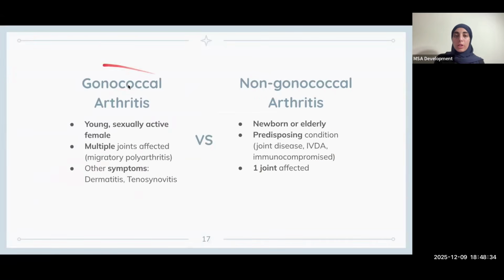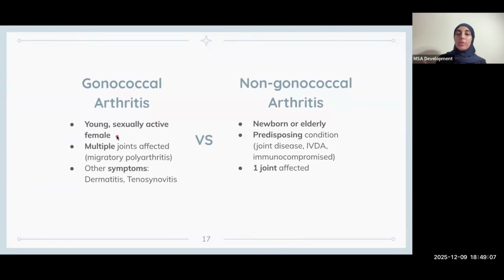Gonococcal is gonorrhea, Neisseria gonorrhoeae, and it's an STI, sexually transmitted infection. So you would see it in someone who's young and sexually active, and more commonly in a female. And the reason for that is gonorrhea infection in a male is a lot more obvious. They would have very clear discharge, and this male patient would be worried about it. They would go seek treatment for it, and they're less likely to develop this severe form of gonococcal arthritis. But in the female, these symptoms are less obvious.